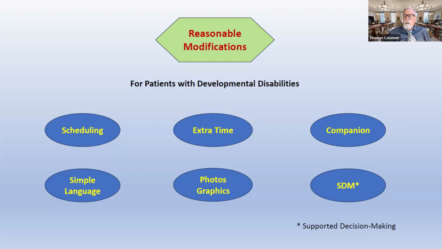A companion of their choice must be allowed into the treatment room or into the conversation with the healthcare provider. Simple language must be used. Complicated terms are maybe out of the question, and so the language will have to be simplified for them. The provider may have to use photos or graphics. And then the process called supported decision-making may have to be allowed if it's workable. And oftentimes you won't know that until you actually try it.